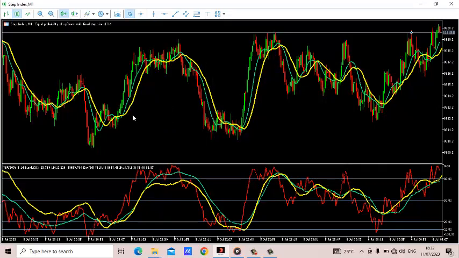So remember, backtest on your demo account first, until you master how this strategy works effectively. Then you try it on your real account.